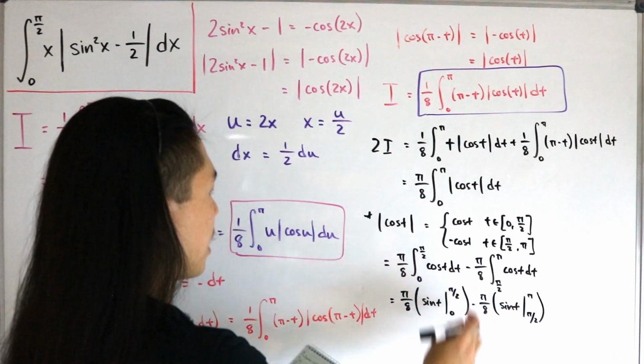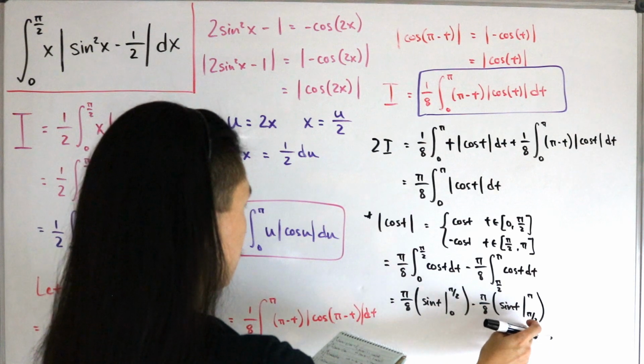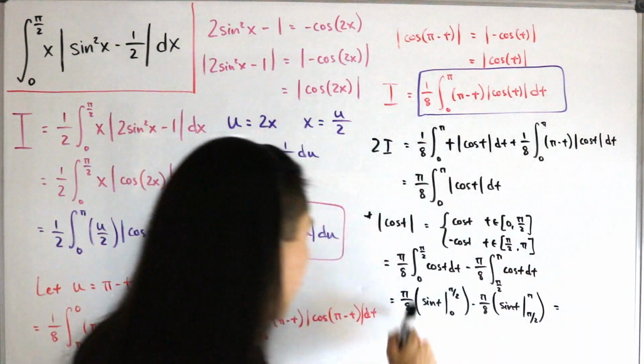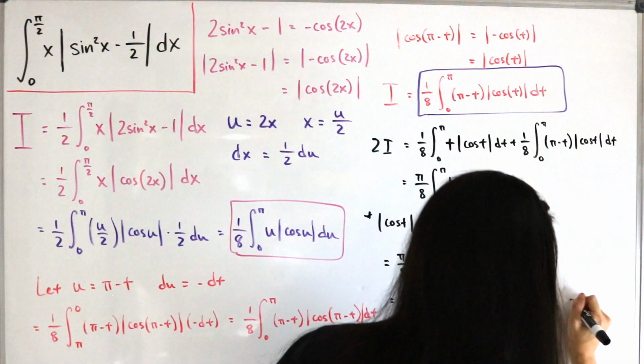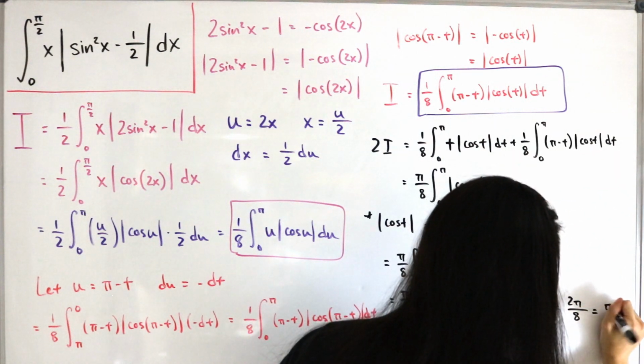And then if I just plug in pi over 2, that's simply going to be 1. And so over here, that's actually going to be 1 as well. But since it's subtraction, that becomes a negative. And so what we have is pi over 8 times 1 minus pi over 8 times negative 1, which yields us just 2 pi divided by 8, or in other words, just pi divided by 4.